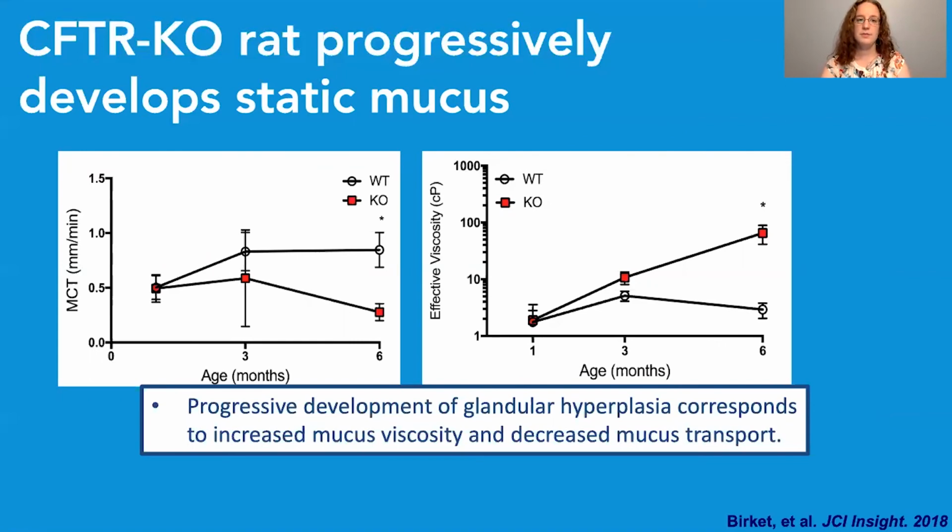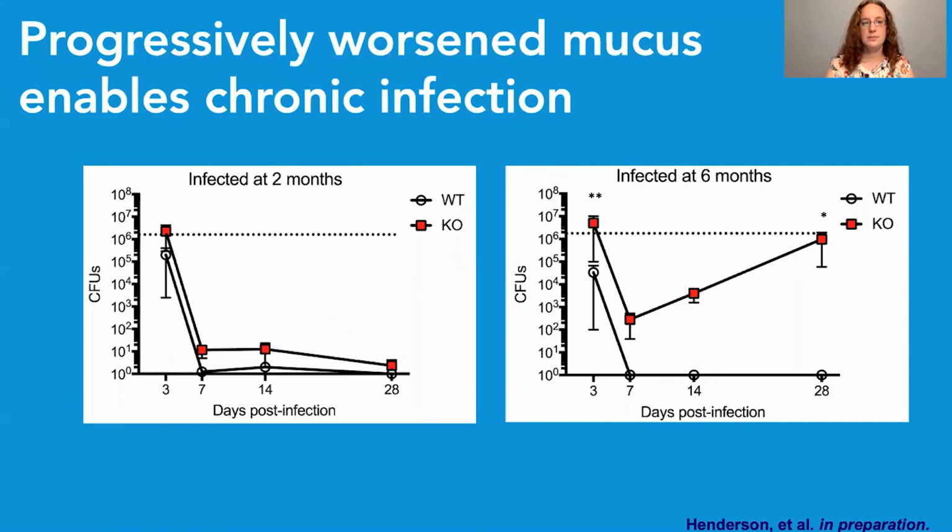We wanted to know if this mucus would impact the susceptibility to infection. So we infected rats at 2 and 6 months of age. The 2-month-old rats, which have relatively normal mucus before infection, generate the same number of CFUs post-sacrifice in the wild type versus the knockout at 3 days post-infection. And both genotypes are able to clear the bacteria by 7 days after infection.